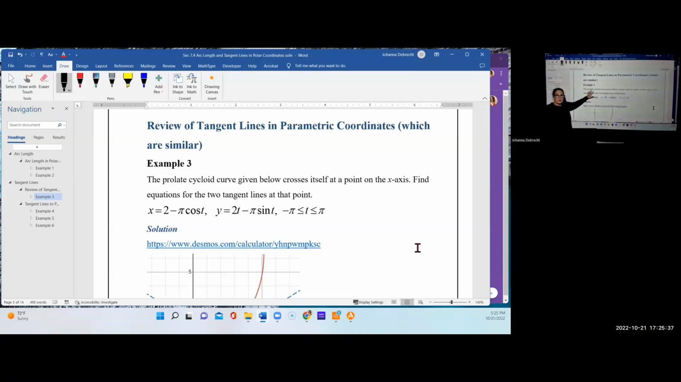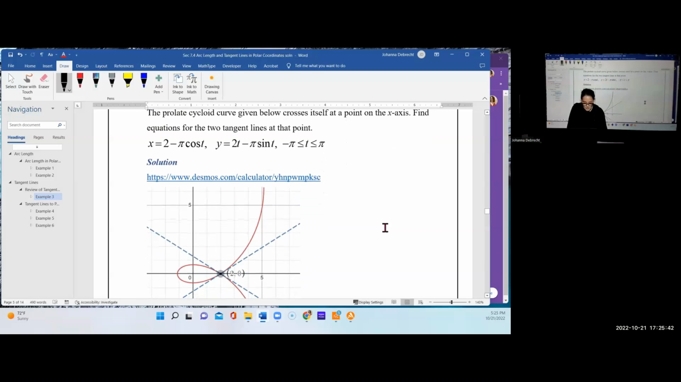So this is called a prolate cycloid, and it looks like this graph. And we want to know the equations of the two tangent lines where it intersects itself. So in fact, this is at the point (2, 0), where it's intersecting the x-axis. So when we're looking at this, how can you know for sure that this is at (2, 0)? I mean, how do you figure that out? So first off, let's talk about how you know. Now, we do know from what it says up here that it crosses itself at a point on the x-axis.